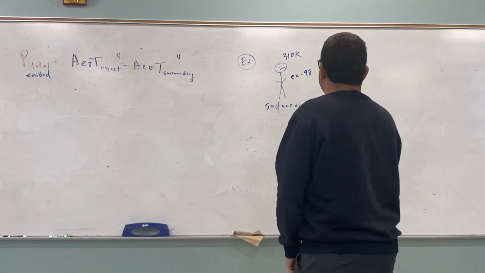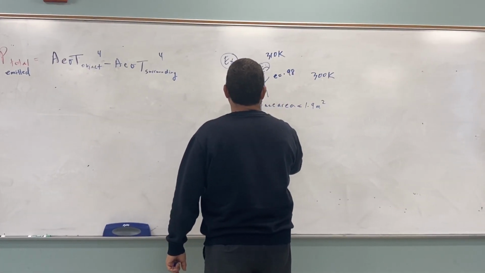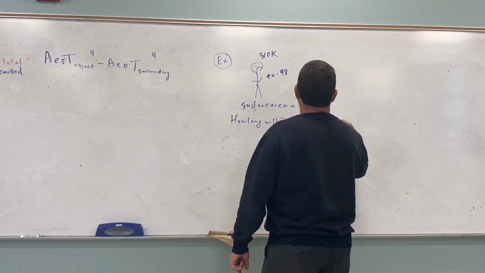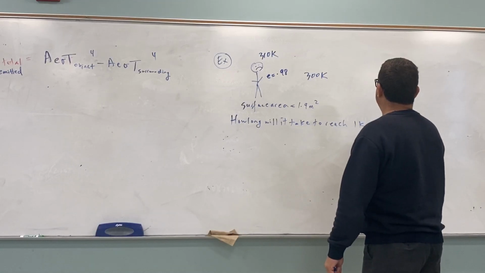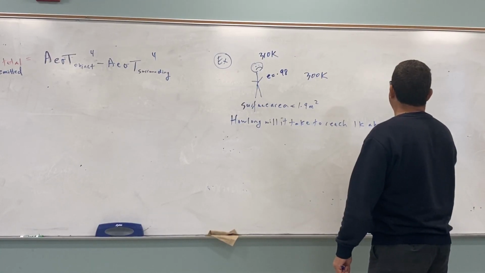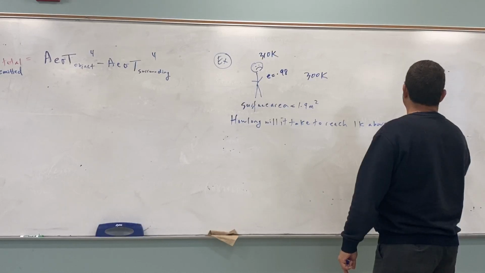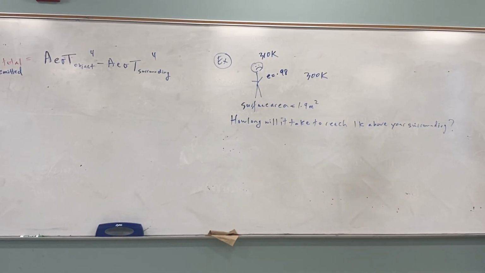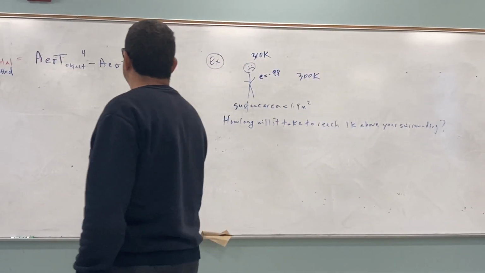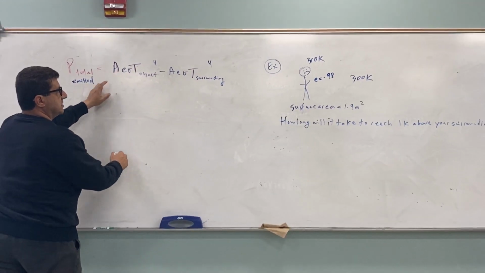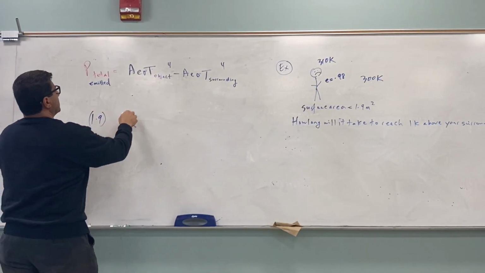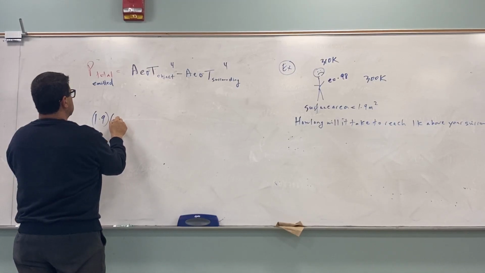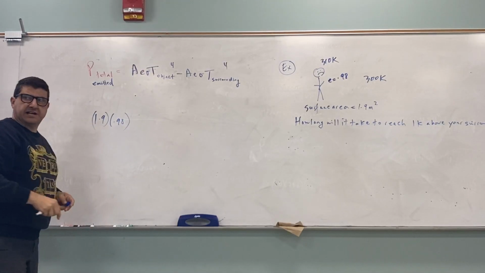So I can say something like, how long will it take to reach 1 Kelvin above your surrounding? So that's a good problem to solve. Now we know the area is 1.9. We can factor out the E, which is 0.98. And then the sigma is that constant, right?